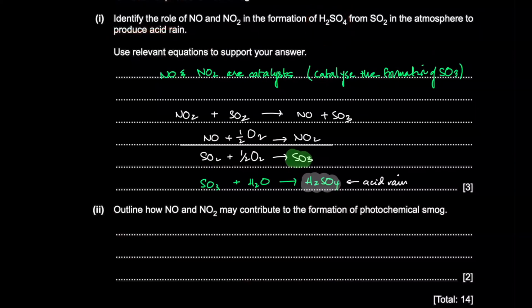Outline how NO and NO2 may contribute to the formation of photochemical smog. You should just know this. They can react with unburned hydrocarbons to form PAN. PAN stands for peroxyacetyl nitrate. If you don't know the full name, you can just say PAN. That basically contributes to photochemical smog.